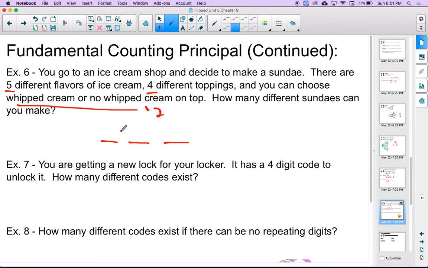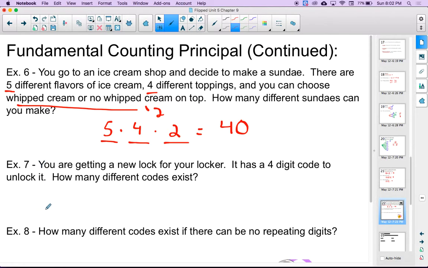3 choices. Our first choice was 5 different flavors of ice cream. Our second choice was the 4 different toppings. And our third choice was whipped cream or no whipped cream. That's 2 choices there. Okay, so if we want to figure out how many sundaes we can make, we just do a multiplication problem. 5 times 4 is 20, times 2 is 40. There are 40 different sundaes that we can make, assuming that we choose 1 flavor of ice cream, 1 topping, and whipped cream or no whipped cream.